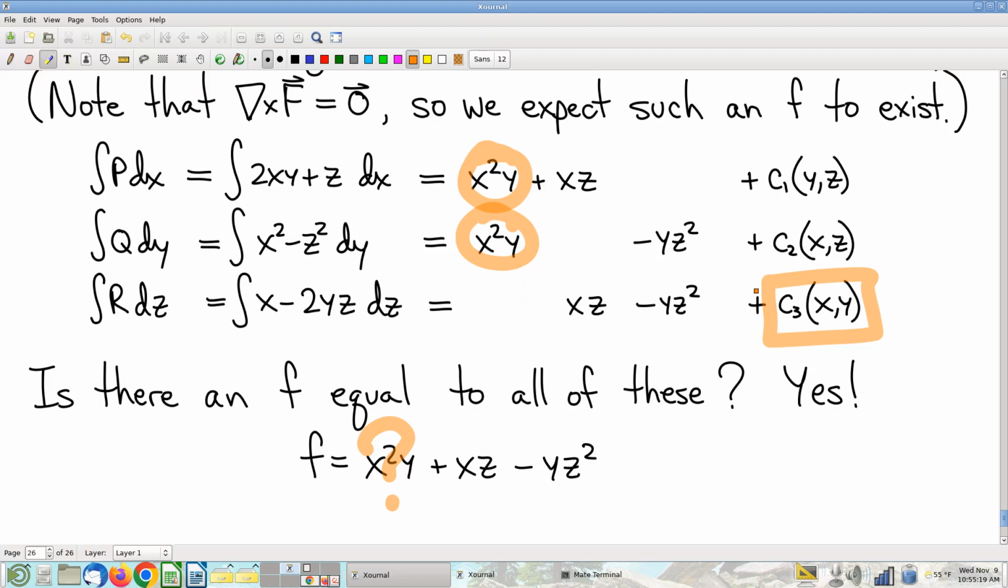So how about I just say, all right, I'm going to let C3 be x squared y, and then indeed there is an x squared y in all three of these terms, in all three of these expressions. So I made that pair up. Is everybody on board?